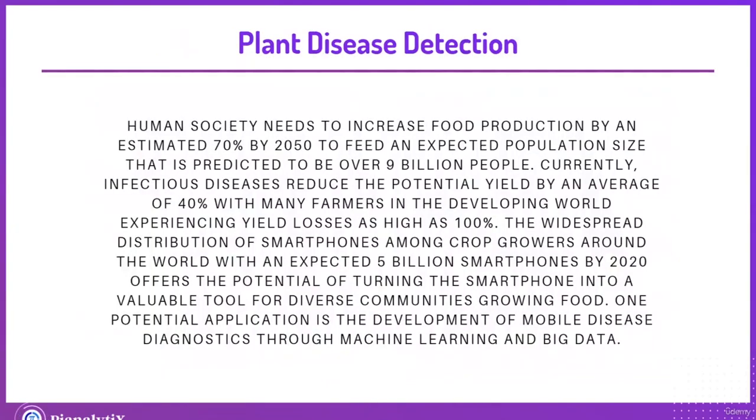So what is the use of this project is that currently human society needs to increase the food production by an estimate of 70% by 2050. And it is predicted to be over 9 billion people. Currently, infectious disease reduces the potential yield by an average of 40%, which means that out of 100, we get only 60% of the crops that are yielded every year due to infectious disease.